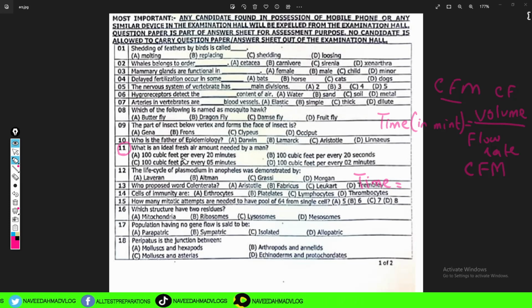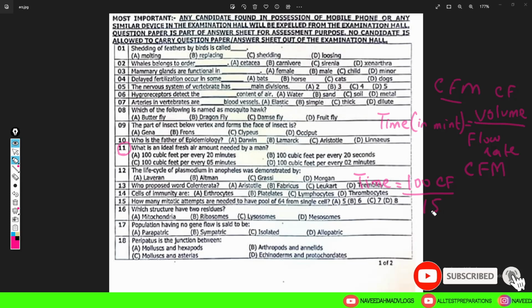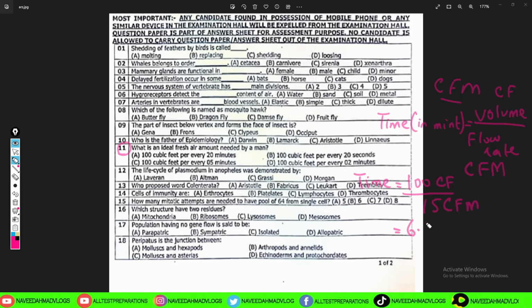We have given volume in options, that is 100 cubic feet in every option. So this is a constant. So 100 cubic feet divided by the air flow rate. We take an average air flow rate because in this question air flow rate is not given. So we can take 15, which is an average value for the air flow rate. So 15 cubic feet per minute.